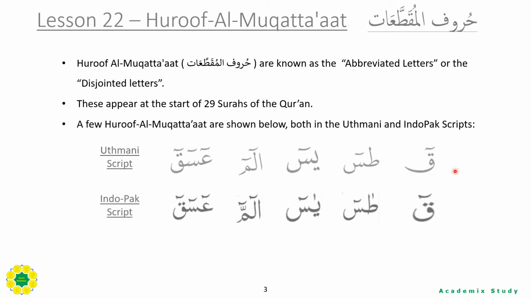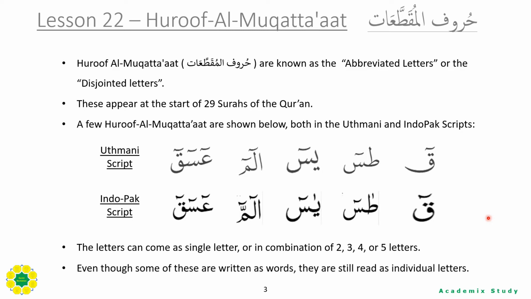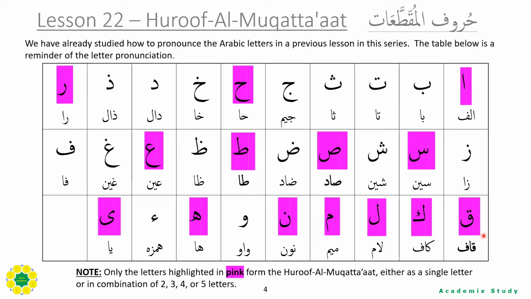They can appear as a single letter or in combinations of 2, 3, 4 or 5 letters. However, we would always read them as individual letters even though they may be written out as words. Only 14 letters of the Arabic alphabet form Huroof Al-Muqatta'aat. These are shown here in pink. Interestingly, there are only 14 unique combinations of these letters that form Huroof Al-Muqatta'aat, and we will look at these in detail, inshallah.